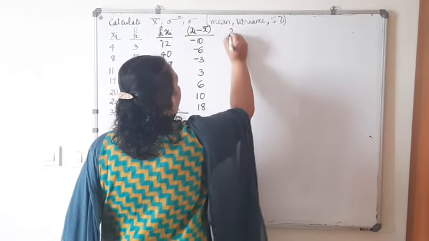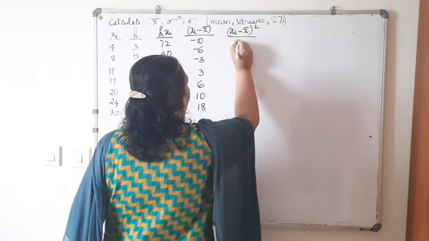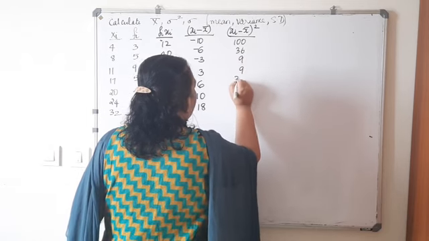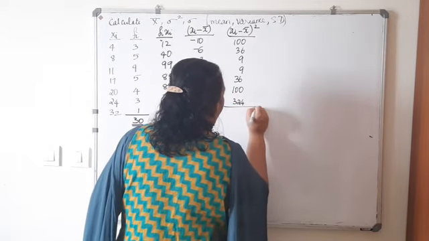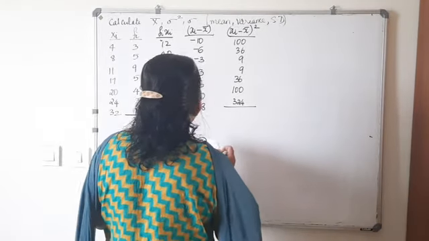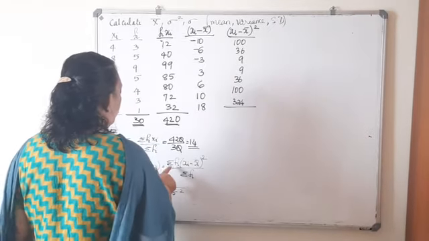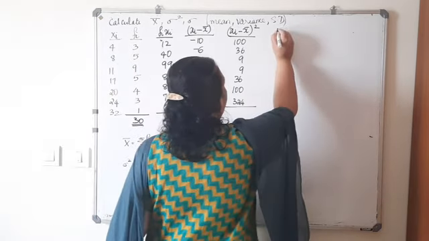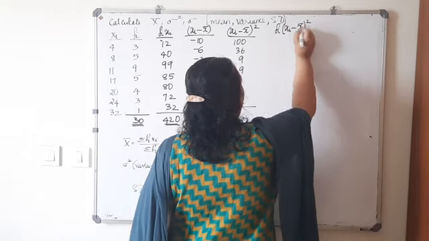Next column, you are finding out the variance. So next column will be Xi minus X bar the whole squared: 100, 36, 9, 9, 36, 100, 324. Before adding, you have to find sigma Fi into (Xi minus X bar) the whole square. So next column will be Fi into (Xi minus X bar) the whole square.